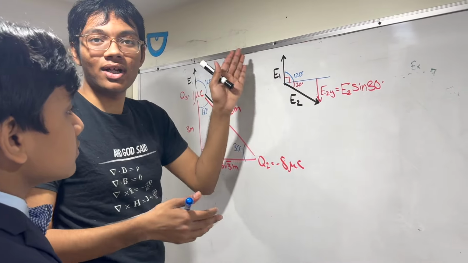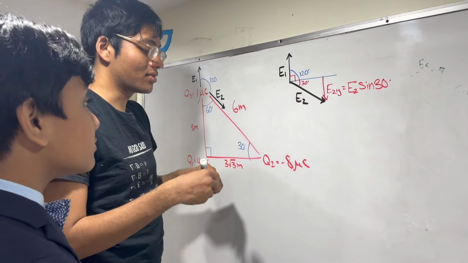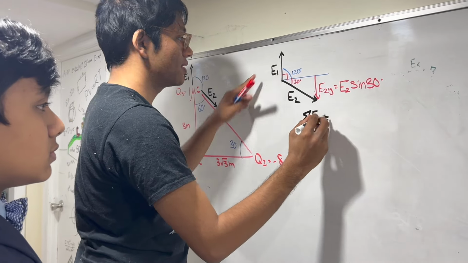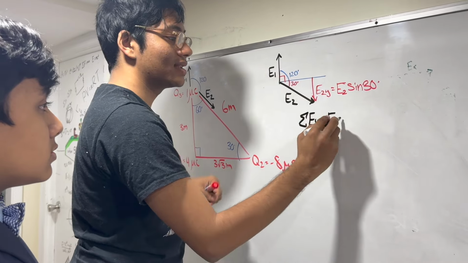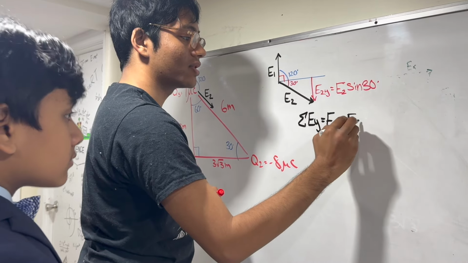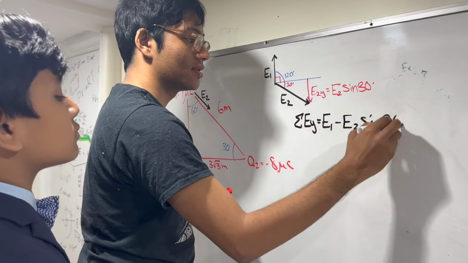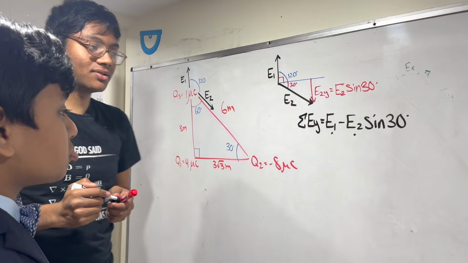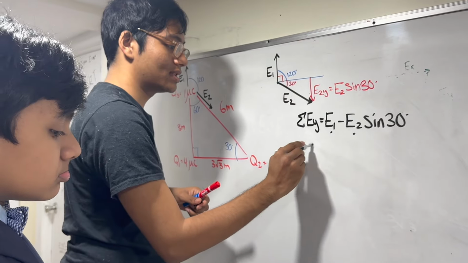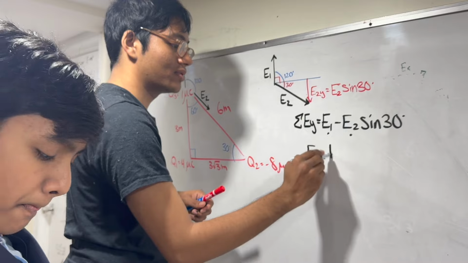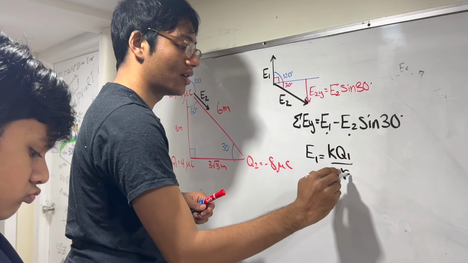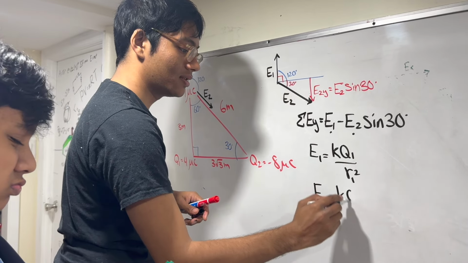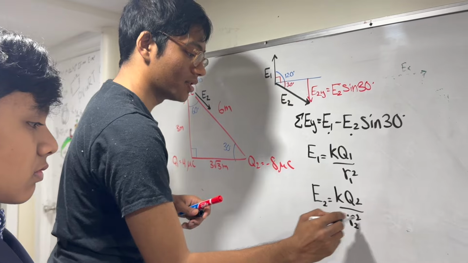Now E1 is just in the Y direction, so we don't have to take any sines or cosines. That means in the Y direction, the net electric field is just whatever E1 is. But E2Y is in the down direction, so we have to subtract it: E2 sine 30. Now we just have to find E1, find E2, and plug it in. Finding E1 is pretty simple: you use KQ1 over R1 squared. And finding E2 is also simple: KQ2 over R2 squared.